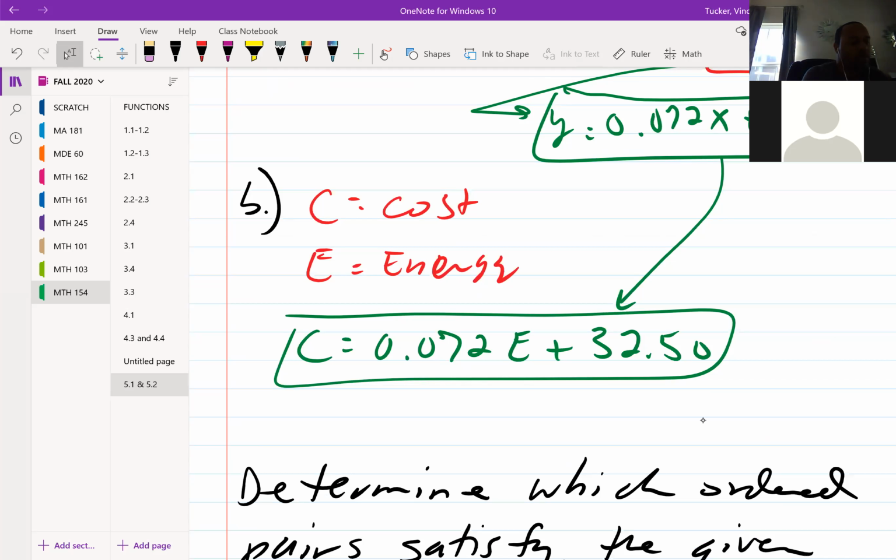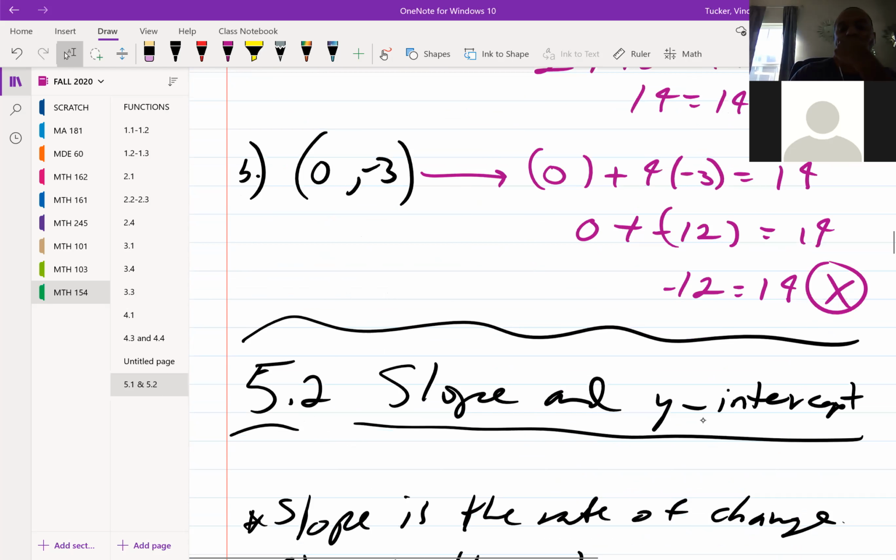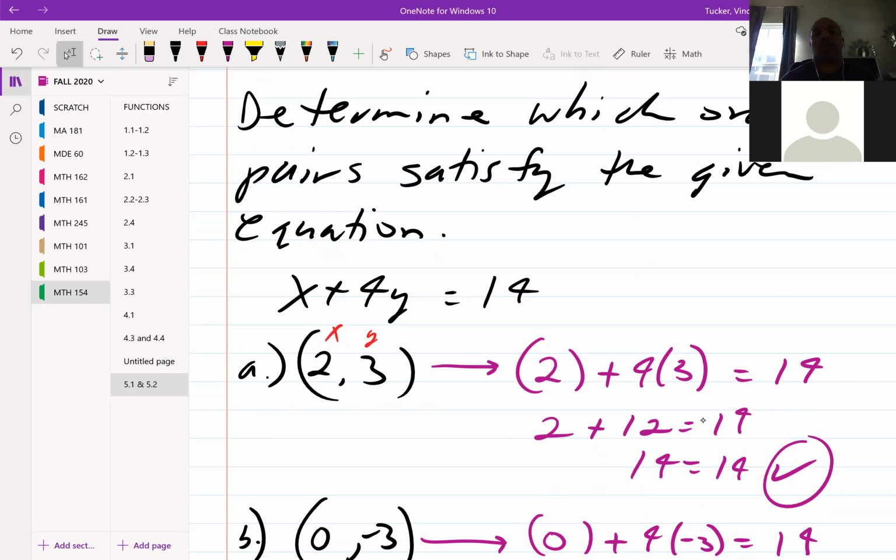Questions? Any questions? All right. I think this is the last one in this section. Yep. Last type of problem in this section is determine which ordered pairs satisfy the given equation. They'll give you an equation like this one, x plus 4y equal to 14, and then give you ordered pairs to plug into the equation.